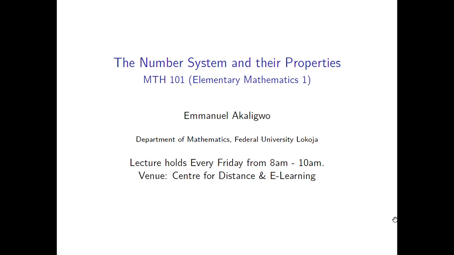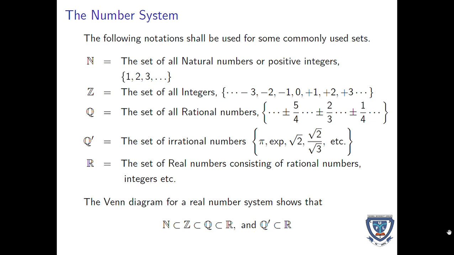Our topic today is the number system and their properties. This is what we mean by the number systems. We have the set of natural numbers represented as N. We have the set of integers represented as Z. We have the set of rational numbers, the set of irrational numbers, and the set of real numbers.